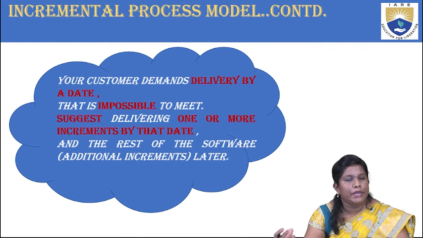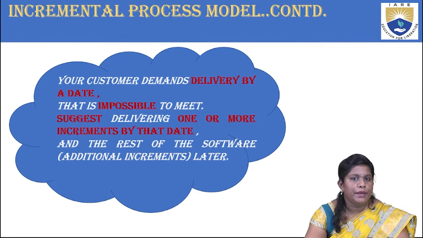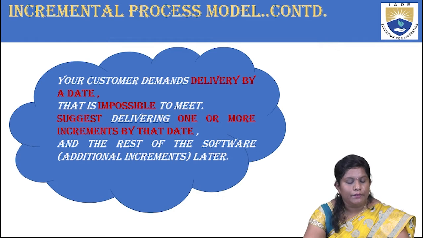So what is this incremental process trying to focus on? The entire project is broken down into bits and pieces, and you focus on each bit, considering it an increment. There are chances for us to execute one increment, but the second might not be done today, the second you do tomorrow, and later you can merge all these things and give an output, right? So this states that your customer demands delivery by a date, which is not possible. So you suggest delivering one or more increments by the date, saying that this will be executed, you can have a check on it. Second one, you can have a check on it.